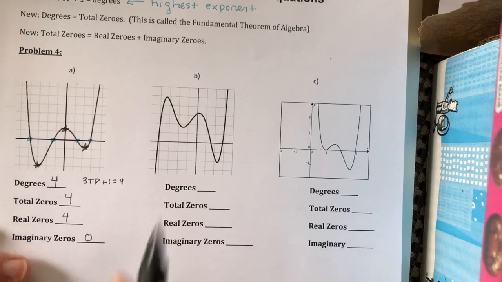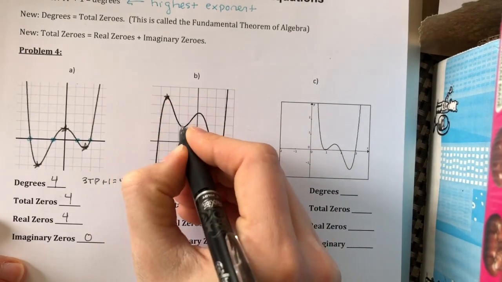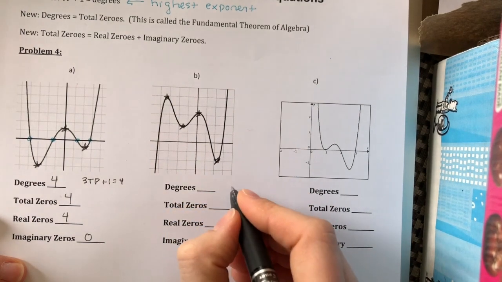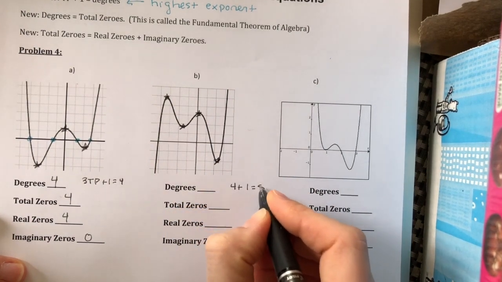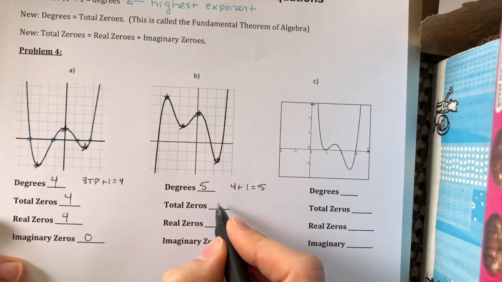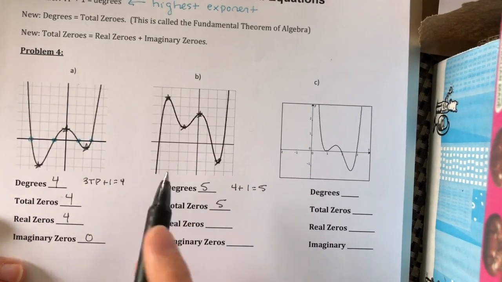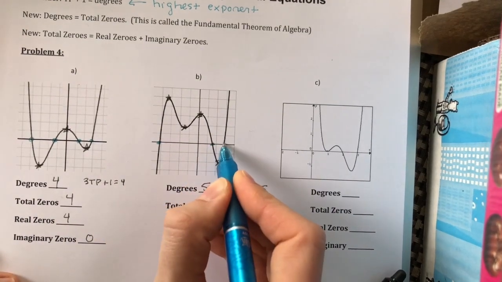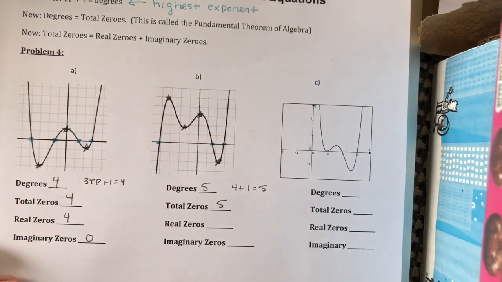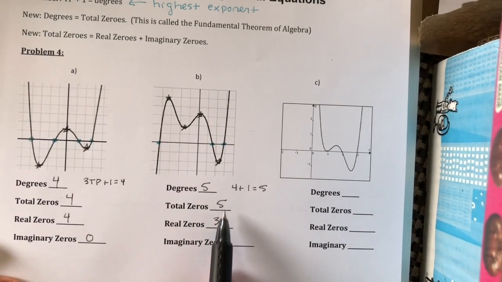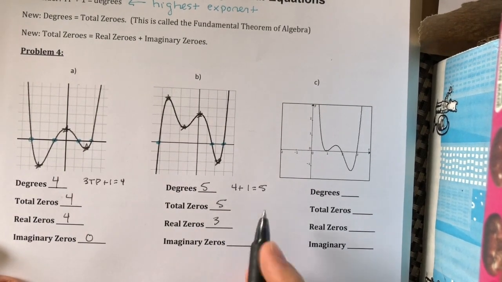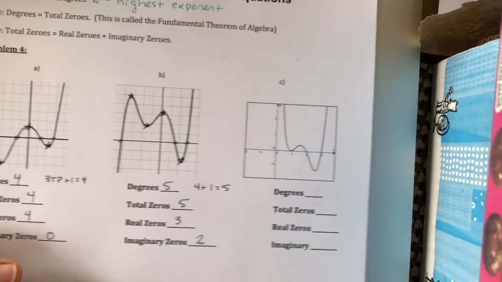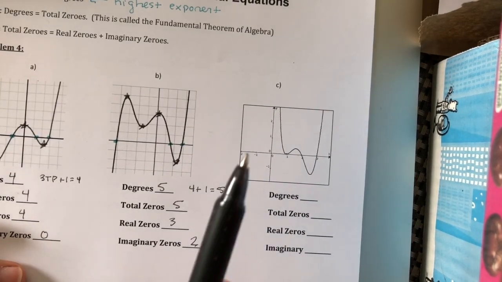All right, what about this one? I see 1, 2, 3, 4. So 4 plus 1, 5, so my degree is 5. That means there should be 5 total zeros. How many real zeros do I count? 1, 2, 3. Only 3 real zeros. 5 minus 3, that leaves 2 for being imaginary. All right. Last one, and this one is a little bit tricky.